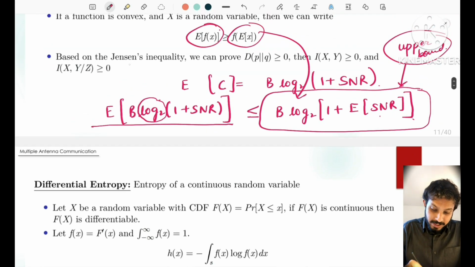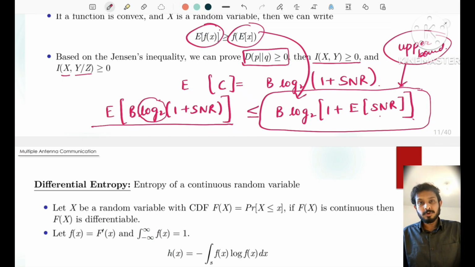And from Jensen's inequality, we can prove that the distance between the two distributions P(x) and Q(x) is always greater than or equal to 0. So the mutual information I(x; y) is greater than or equal to 0, and the information in x and y given z is always greater than or equal to 0.